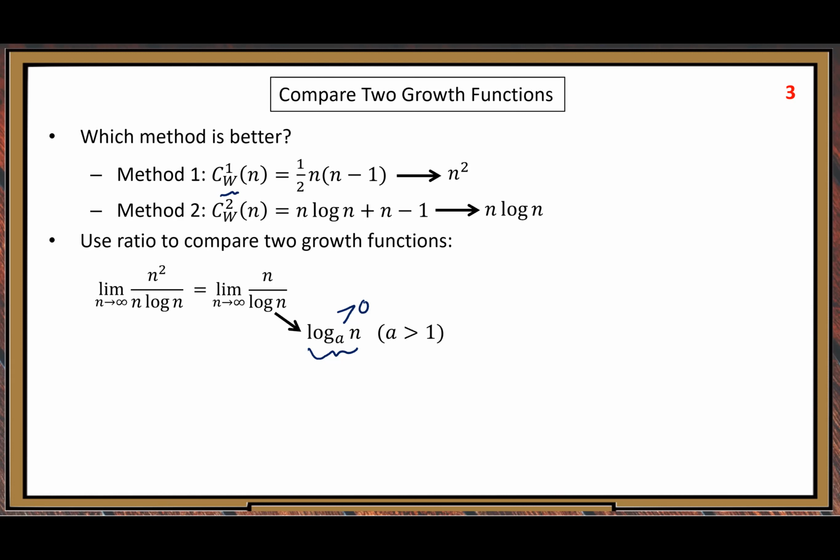Actually, remember, this n log n comes from sort algorithm. The sort algorithm, the log we got from there is log base 2. So that corresponds to a greater than 1, right? So our assumption is right. And here we want to see this ratio goes to infinity when n approaches infinity.